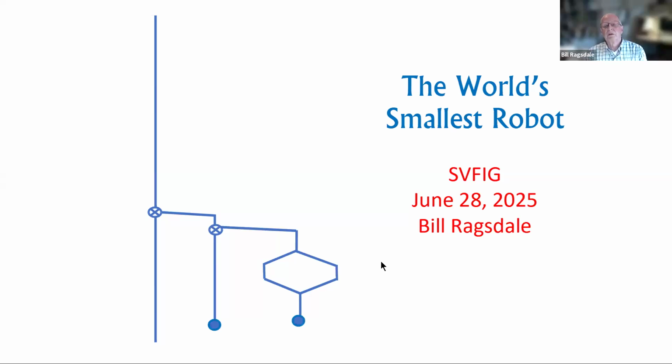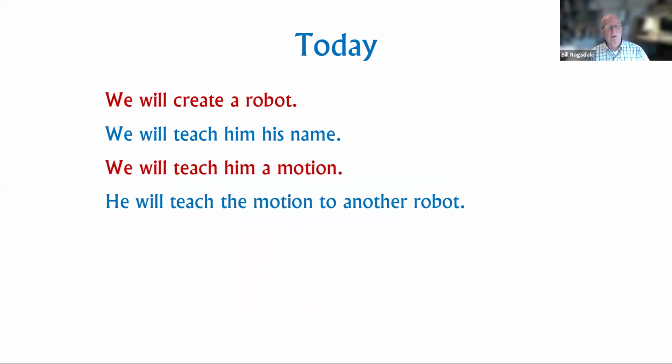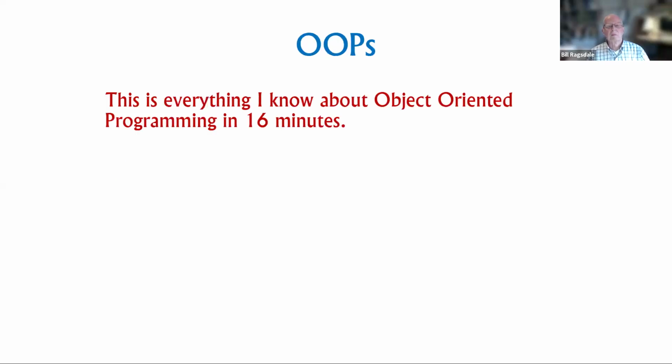So today we're going to investigate the world's smallest robot. What in the world could that be? Well, we're going to create a robot using software, and then we're going to teach this robot his name, and we're going to teach him a motion to execute, and then he will teach that motion to another robot. So we have creation, we have christening, we have education, and we have further teaching.